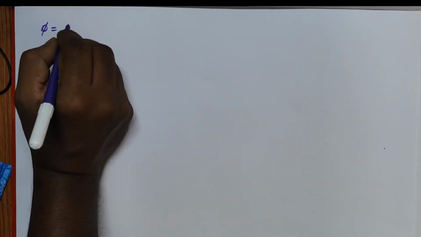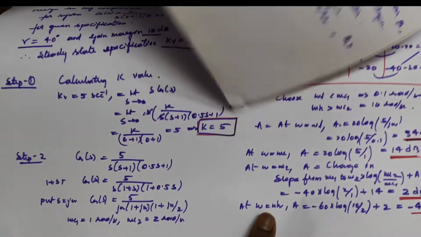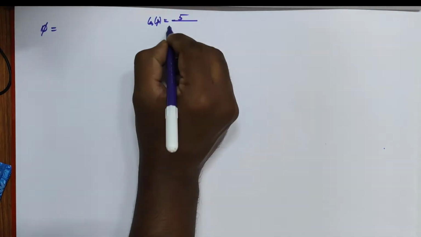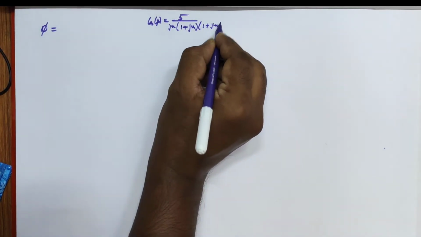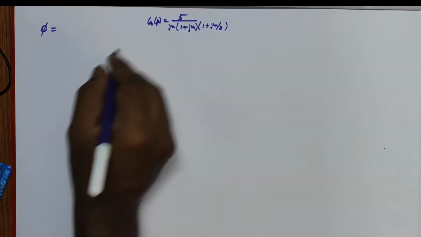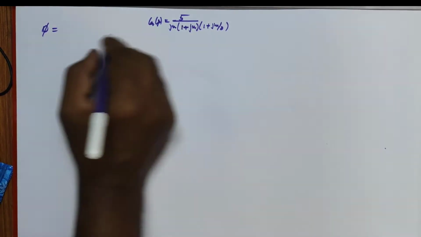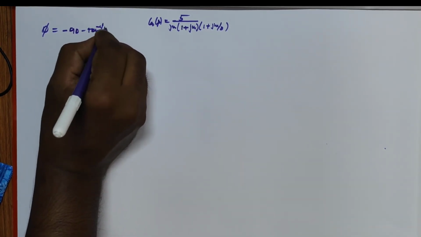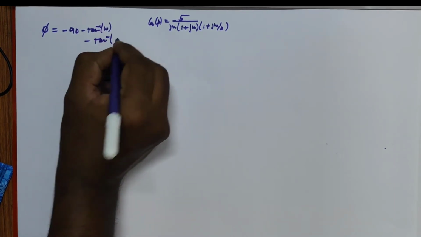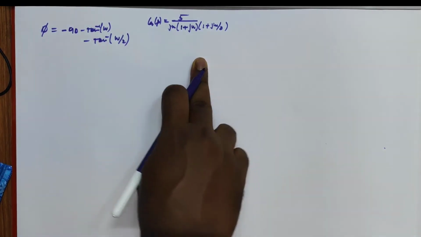So the phase value phi: we have the transfer function G(jω) = K / (jω(1 + ω)(1 + ω/2)). The phase value here is, since the numerator doesn't have any frequency terms and the denominator has a pole at the origin, straight away -90 minus tan inverse of ω minus tan inverse of ω/2. The real value is 1, so don't bother about that.